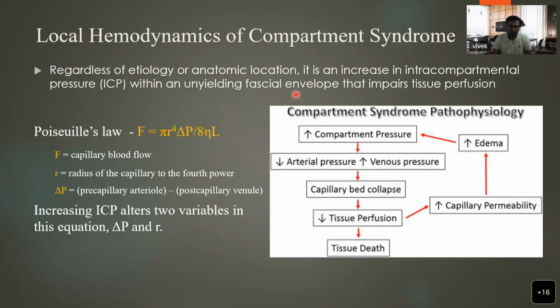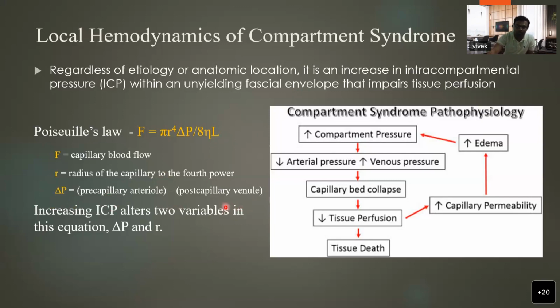So the local hemodynamics of compartment syndrome: regardless of the etiology or anatomical location, it is an increase in intracompartmental pressure within an unyielding fascial envelope that impairs tissue perfusion. To understand this, we will go through Poiseuille's law, wherein flow in the blood vessel is equal to pi times the fourth power of the radius times the pressure gradient, divided by 8 mu times the length of the blood vessel. Blood flow in the capillary is directly proportional to the radius of the capillary and the pressure gradient. The pressure gradient is between the precapillary arteriole and the postcapillary venule.